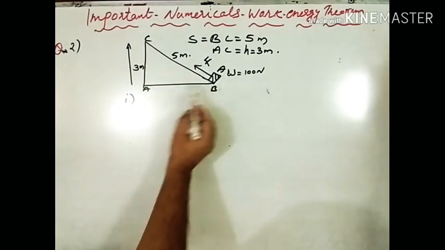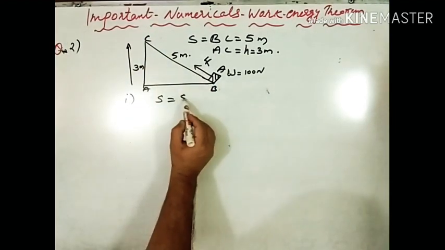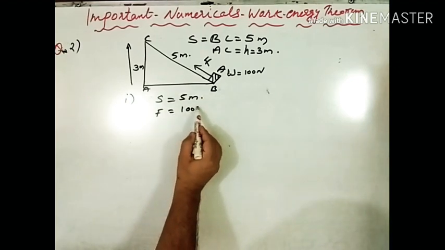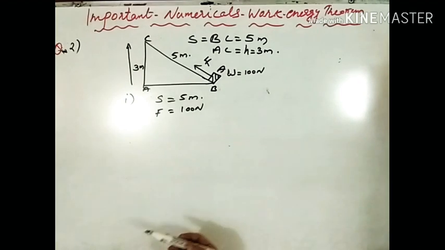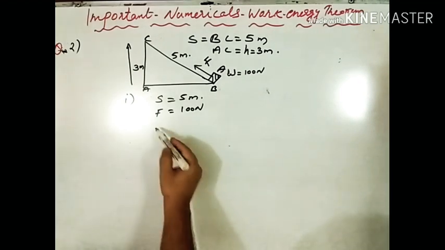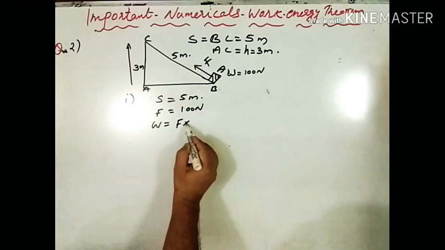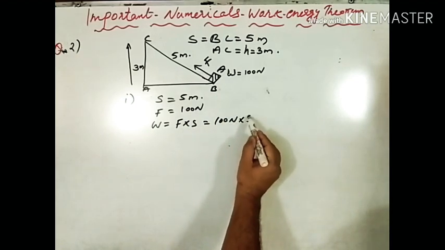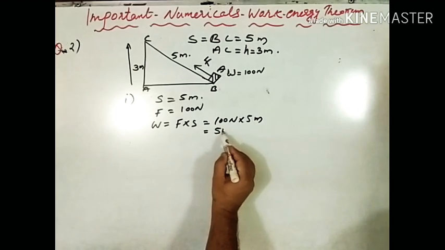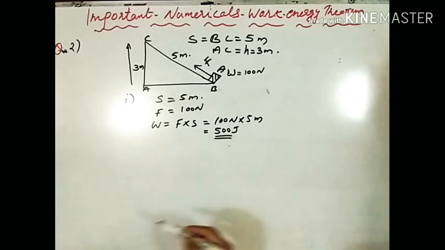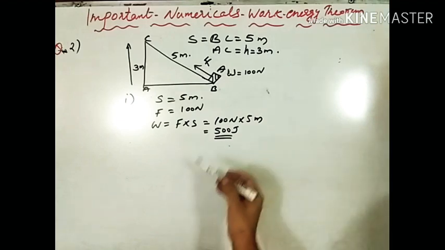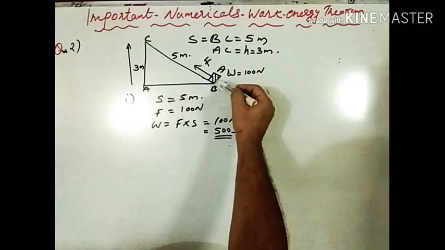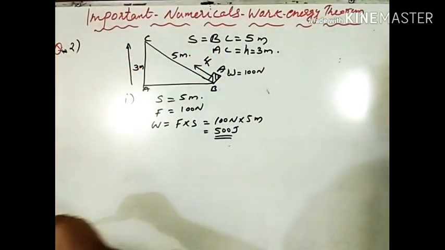So what is the distance given there? Distance S is equal to 5 meter. Okay, what is the force? Force is equal to 100 Newton. So it's a direct substitution problem. Work done is equal to force into displacement. That's equal to 100 Newton into 5 meter. That's equal to 500 joule. So simple. So this is the work done by the force F in pulling this block along this inclined plane through a distance of 5 meter.